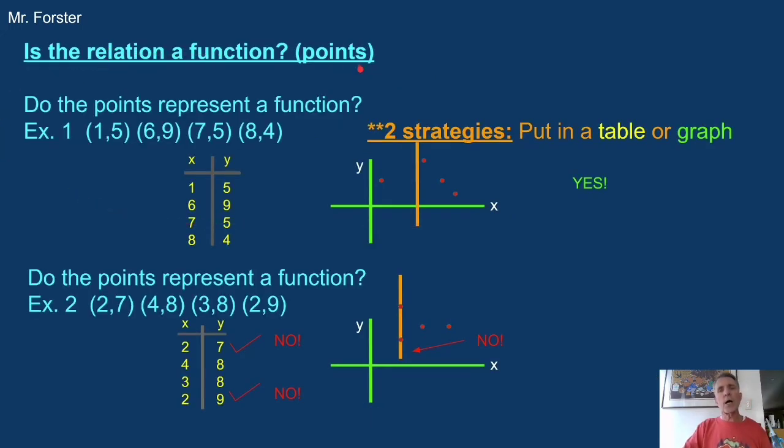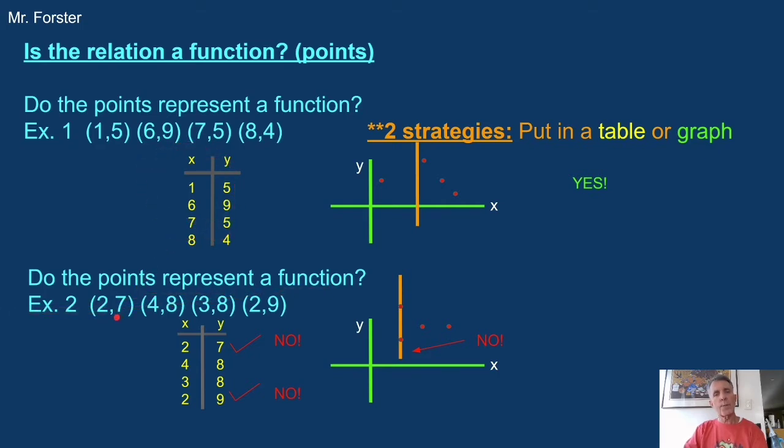All right, is a relation a function from points? Do these points represent a function? It's a little confusing to look at this. 1, 5, 6, 9, 7, 5. Ooh, there's 2 5s. You might say, no, that's not a function. I find this confusing, so I'm going to offer you 2 strategies. Put it in a table or put it in a graph and use the vertical line test. So here in the table, I do not see any repeated inputs. I do see repeated outputs, but that's the Kit Kat with 2 rows of candy explanation, or 2 people from the same family going to the same place. So that is, yes, a function.